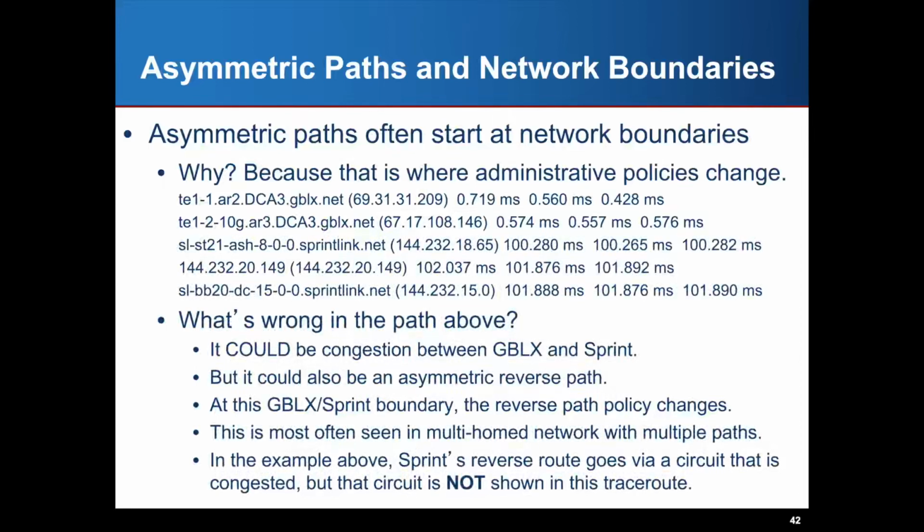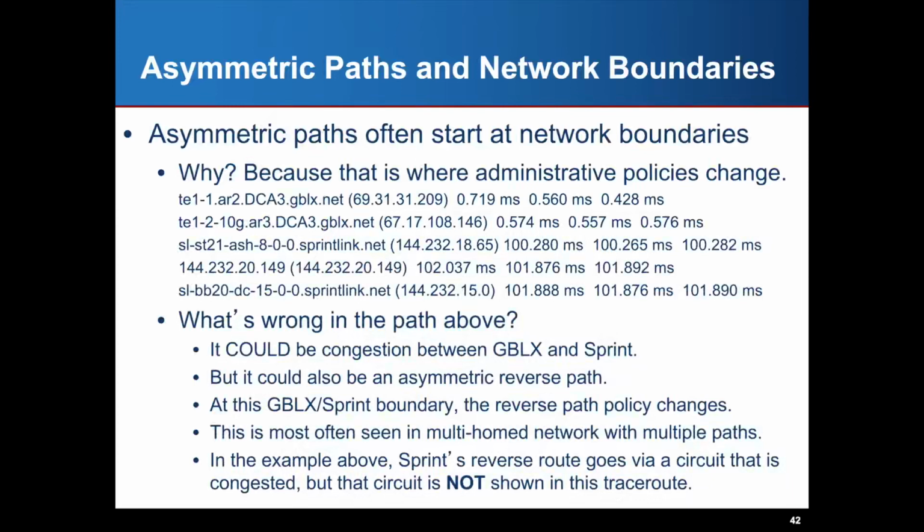So here's an example where between DCA, so that's a Washington, D.C. area router, and ASH, so that's Ashburn, Virginia, that's another Washington, D.C. area router, we see the latency jump up to 100 milliseconds. And you look at that and you say, well, what's wrong with this path? So it could be congestion, but congestion tends not to be so precise. You see how it stays almost exactly at 100 milliseconds all the way through. Congestion tends to be a lot more random than that.